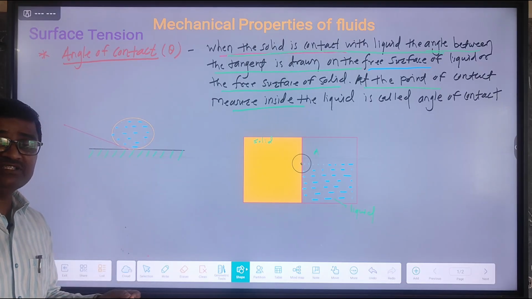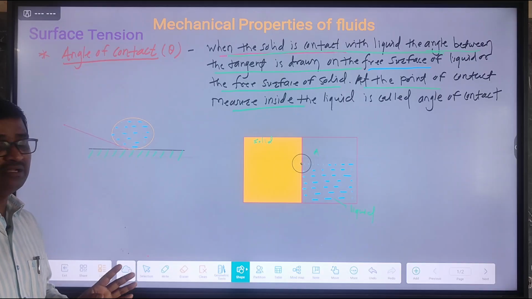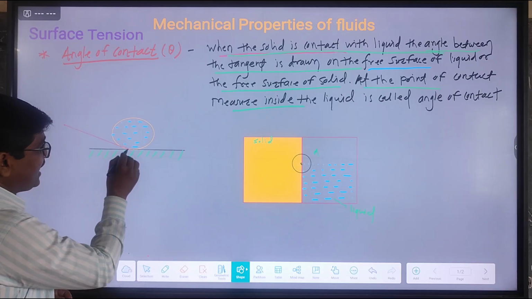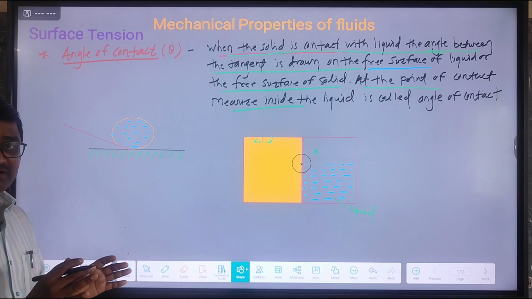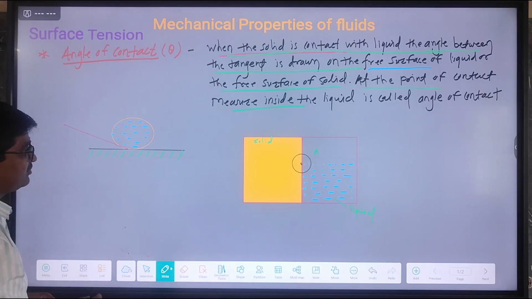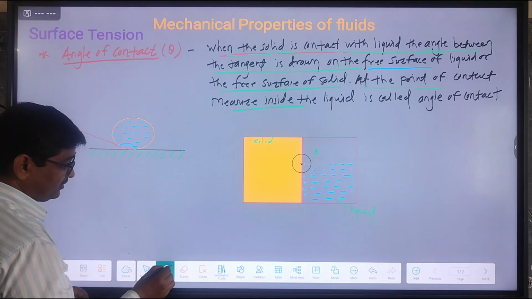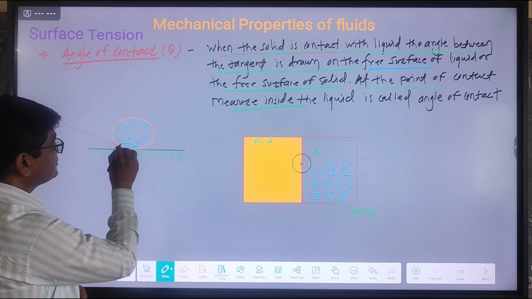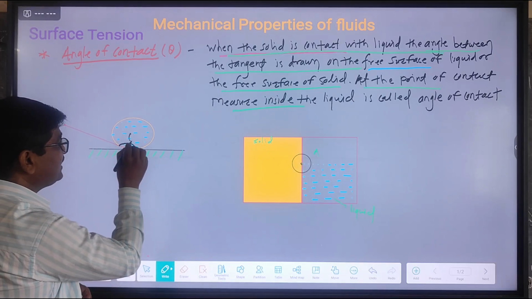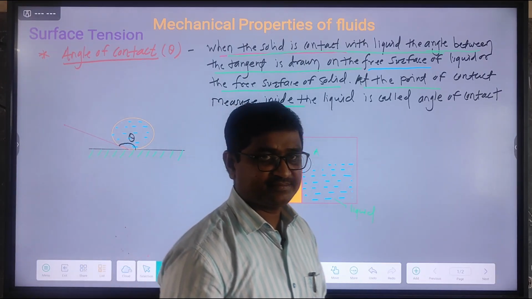The tangent is drawn on the free surface of liquid or the free surface of solid or the free surface of air. It is not essential. But where do we draw the tangent? At the point of contact. The beginning of the tangent is at the point of contact. And when we draw the tangent, we are making an angle. Such an angle we measure inside the liquid. So such an angle theta is called the angle of contact.